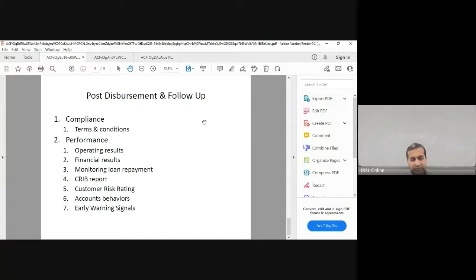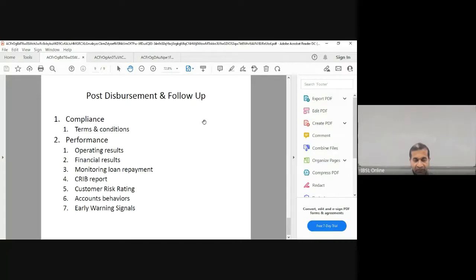But unfortunately, in Sri Lanka, in most of the banks, you will call for these financial statements only when there is a requirement of a fresh loan. Otherwise, both parties are silent, so you don't know what happens. That's not a good practice. Monitoring loan repayment, of course, happens because it is reported in your system, so you can see the flags, and if the loan repayment is delayed, you are worried and you call upon the customer.